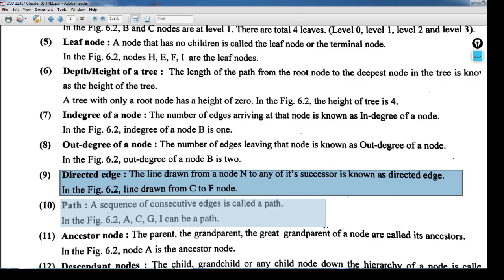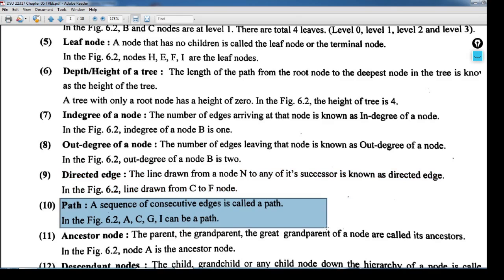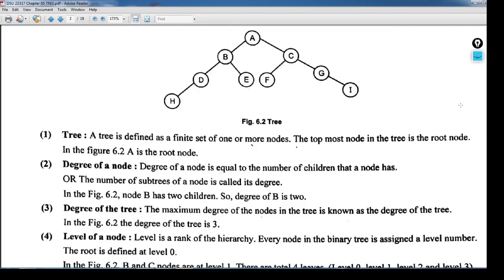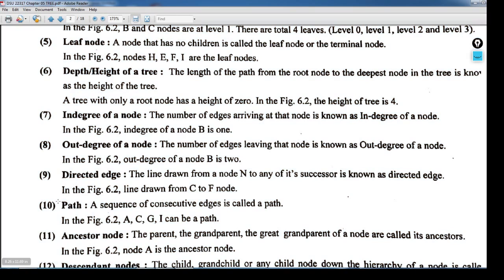Path: a sequence of consecutive edges is called a path, right? So we will see diagrammatically what exactly a path is. The path from A to H is A, B, D and H. What is the path from A to I? A, C, G, I. So this is the definition of path. I will repeat once again: a path is a sequence of consecutive edges, right? Consecutive means one after another, one after another.